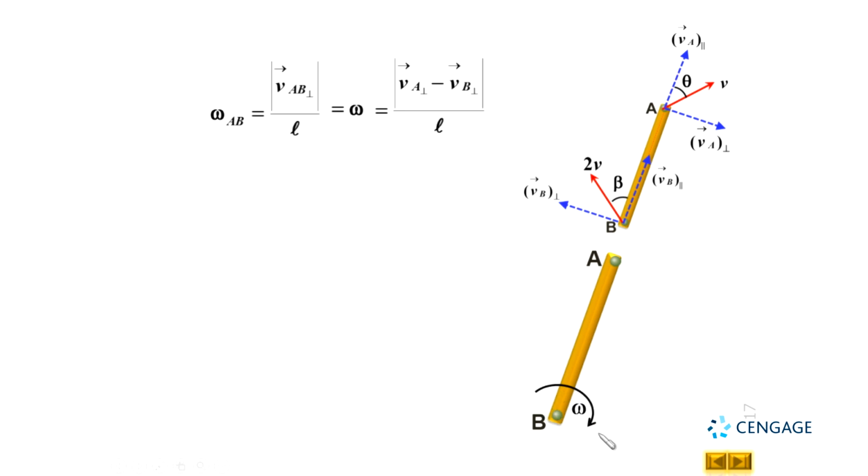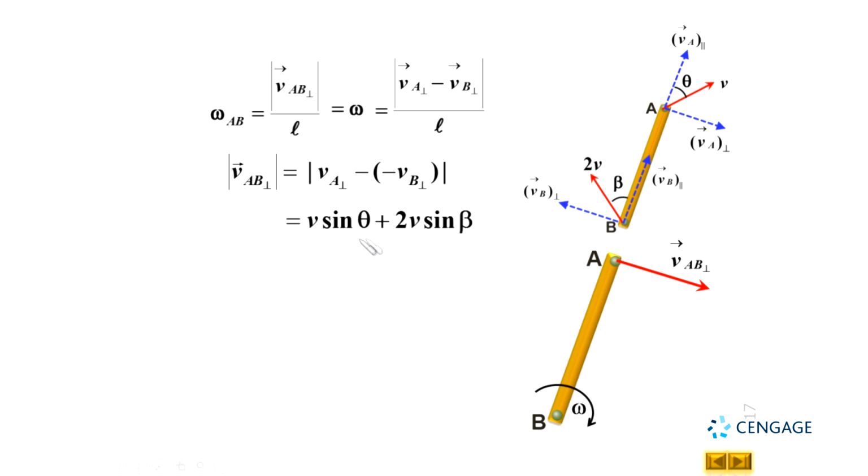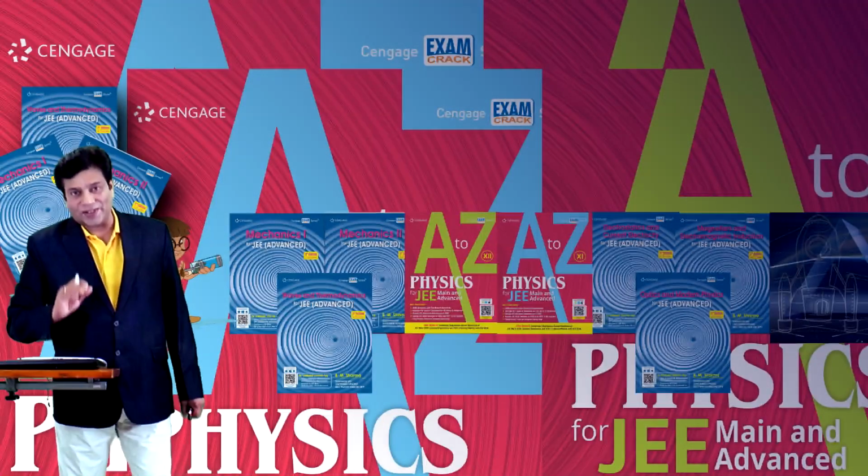This will be, let this angular velocity is omega, and this is VAB perpendicular. So now we can again write and substitute the value of VA perpendicular and VB perpendicular. That is V sin theta, then minus minus will be plus, plus 2V sin beta. So this omega is equal to this value V sin theta plus 2V sin beta, and overall divided by L. And this is the angular velocity of the rod. Okay. Now let us take one more illustration.